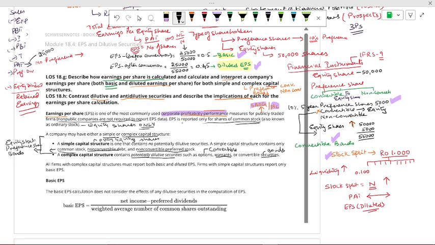Clear? What is the difference? In a simple structure, you will have equity shares, preference shares, and bonds, with no attachments. Whereas in the case of complex structures, there will be an attachment, there will be a condition. All firms with a complex capital structure must report both basic and diluted earnings per share. Firms with a simple capital structure only report the basic EPS.